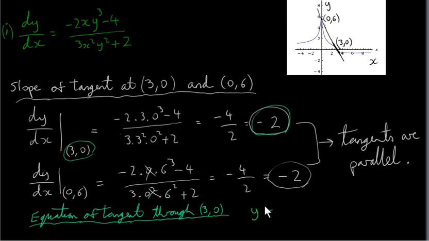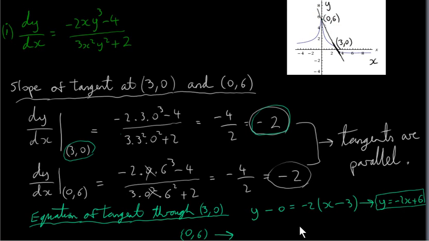So we have y minus y1, which is 0, equals m, the slope, which is minus 2, times x minus x1, which is 3. So what does this simplify to? This simplifies to y equals minus 2x plus 6. So that's the equation of the tangent passing through the point 3, 0. Then we take the point 0, 6 and see if it satisfies this equation. If 0, 6 satisfies this equation, then that means that 0, 6 is on the tangent passing through the point 3, 0.